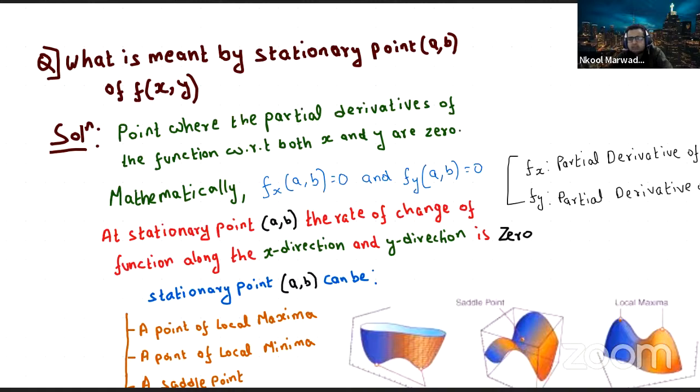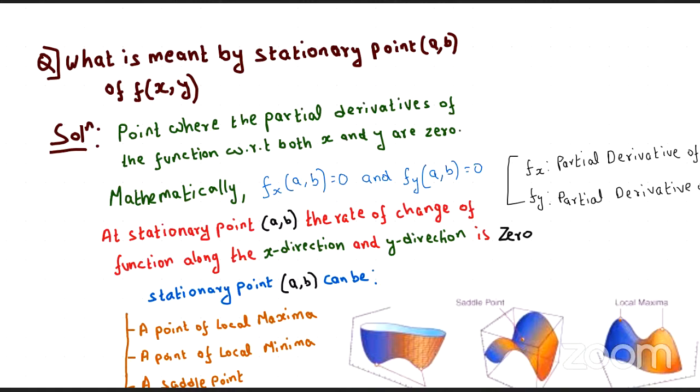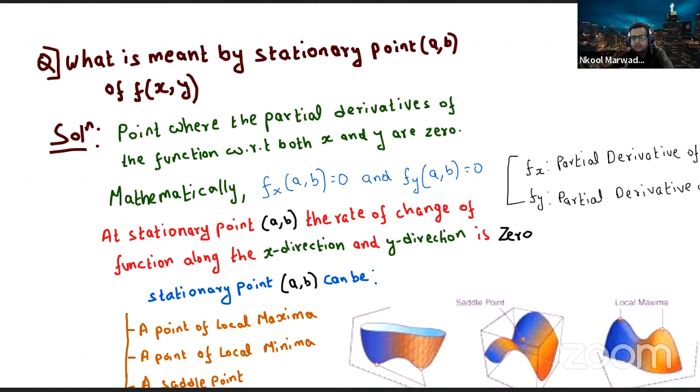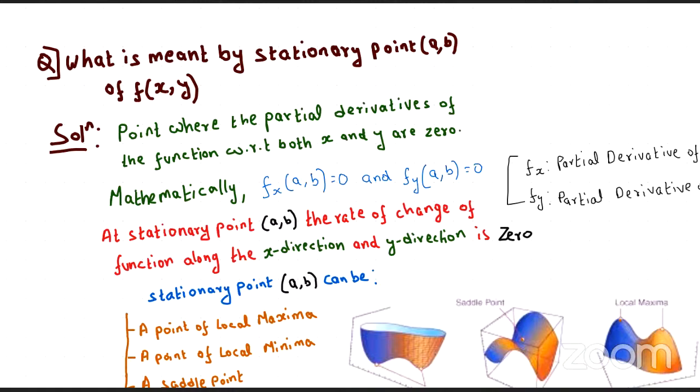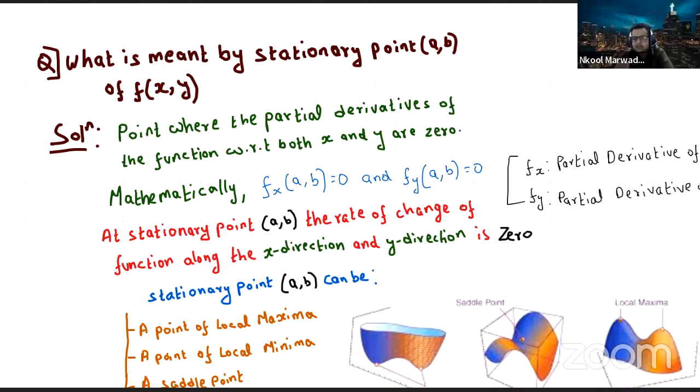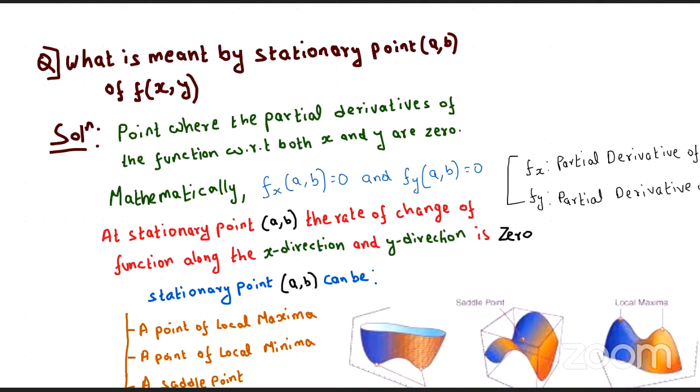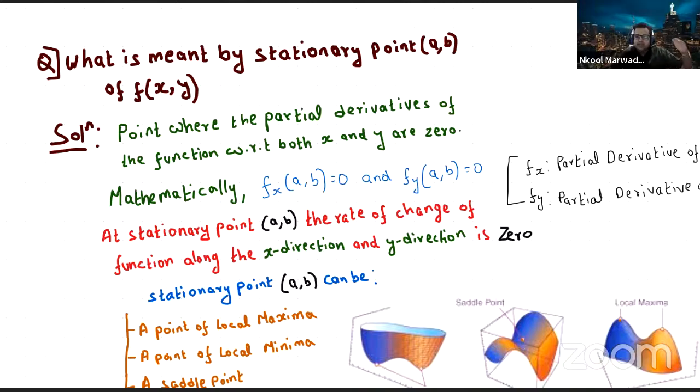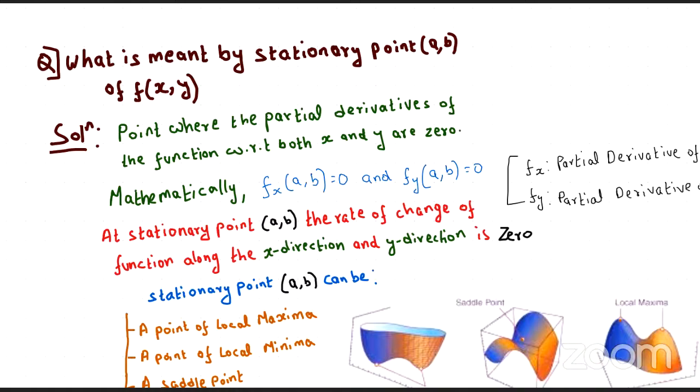For that, this function is given. I will first do the partial derivative of this function with respect to x. I will get one equation. And I will do the partial derivative of the function with respect to y. I will get the second equation. Both equations I will put equal to 0, and I will solve for x and y. The solution I will get, the points x and y for which the equations became 0, that will be your stationary point.